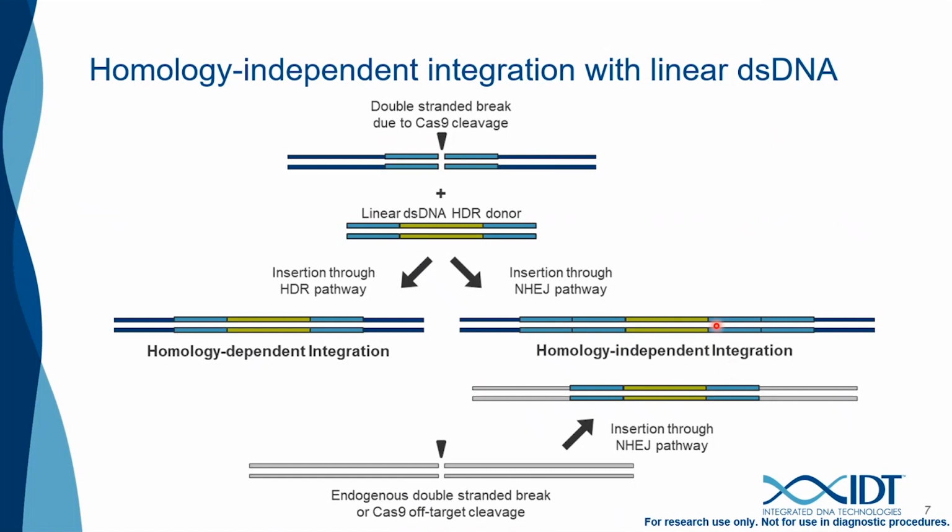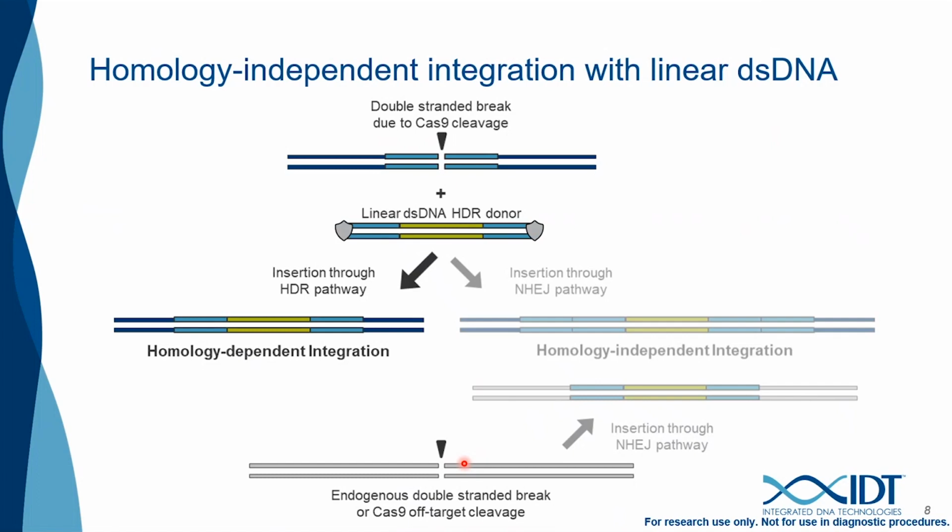Generally at the on-target site for large templates, this event is fairly rare, and you can also screen for it to make sure that you're getting the correct repair that you want. However, the real risk comes from the fact that this can also occur at Cas9 off-target sites or at endogenous double-stranded breaks. And so unless you're looking for that, you could miss it, and then it could have unwanted effects downstream.